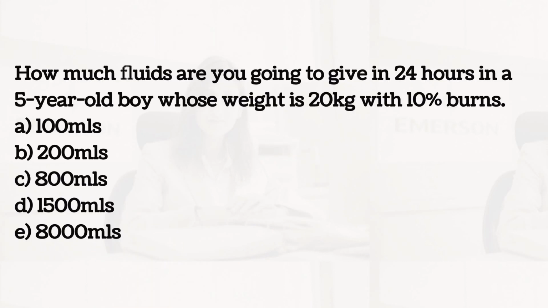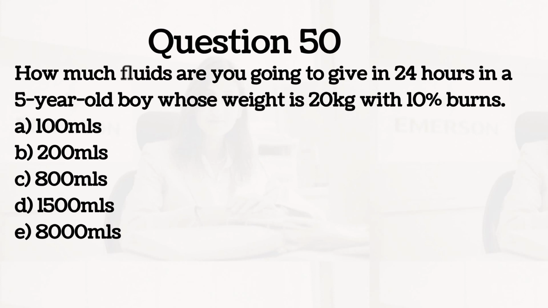Then we have question 50, which is saying, how much fluid are you going to give in 24 hours to a 5-year-old boy whose weight is 20 kg with 10% burns? So I think this needs some calculations. We have A. 100 mils, B. 200 mils, C. 800 mils, D. 1500, then E. 8000 mils. So you can pause the video and do your calculations.